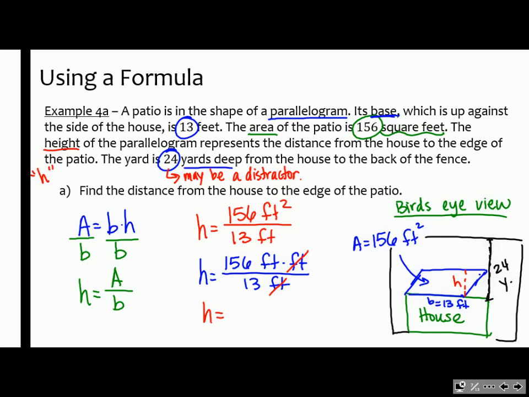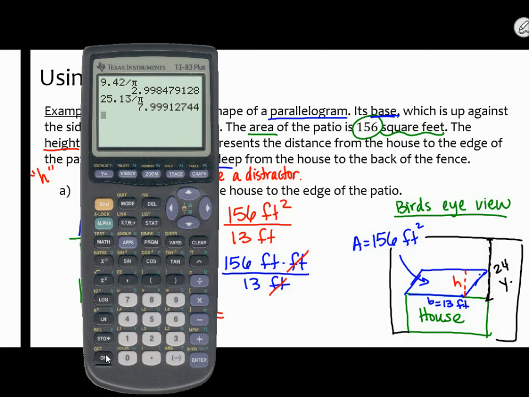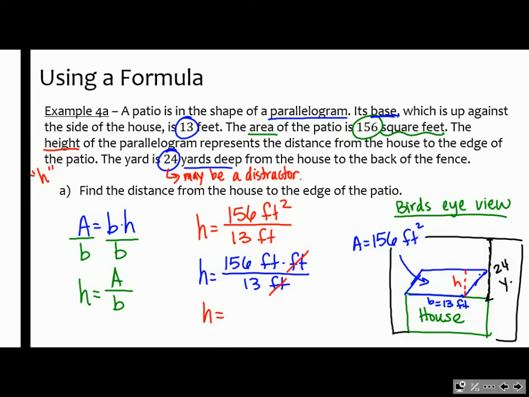All right, what is 156 divided by 13? I don't trust myself at the moment. I think I know the answer, but I'd rather just check it on my calculator. So we have 156 divided by 13. 12. Okay, yes, I would have got that right, but because I'm worried about that distractor, it was better to let my calculator do it. Okay, a little sentence here because this is an application problem. The height of the patio is 12 feet.